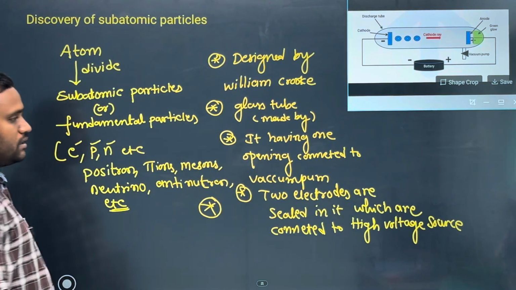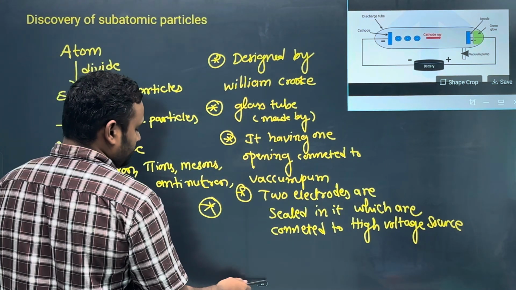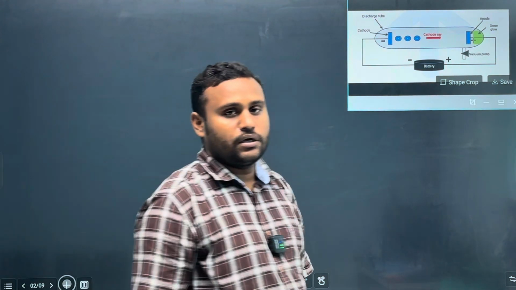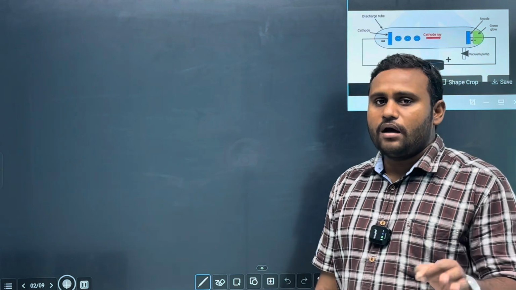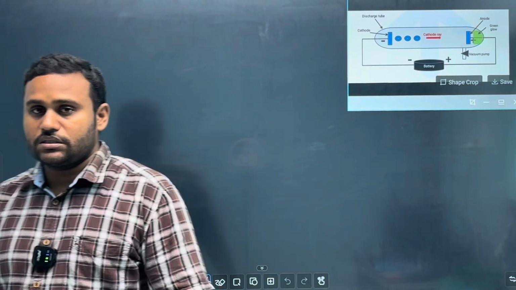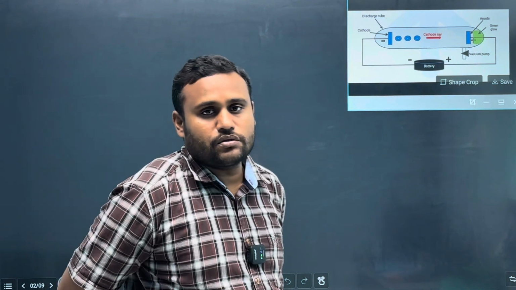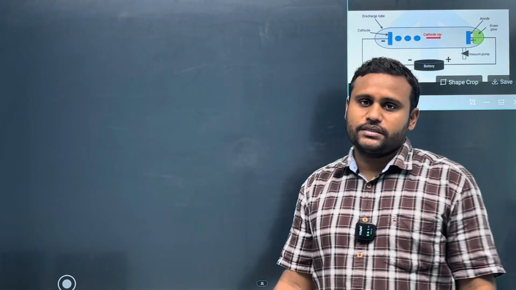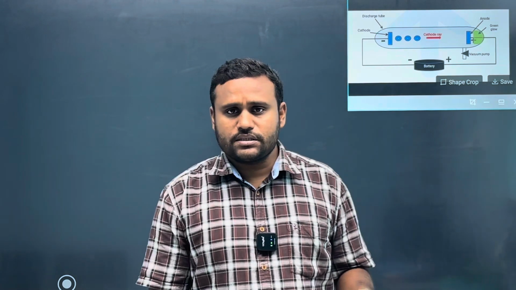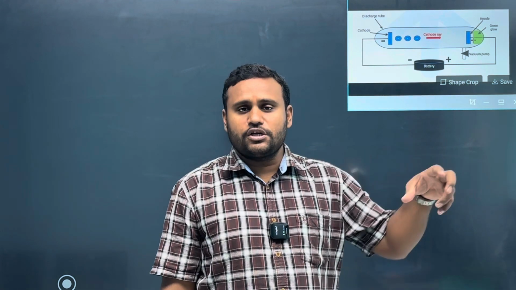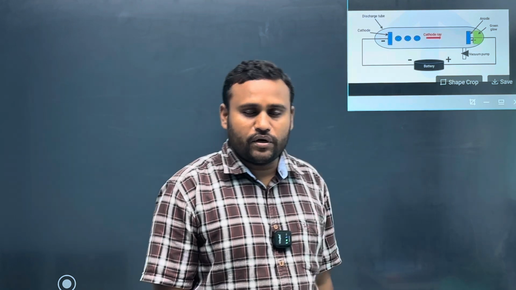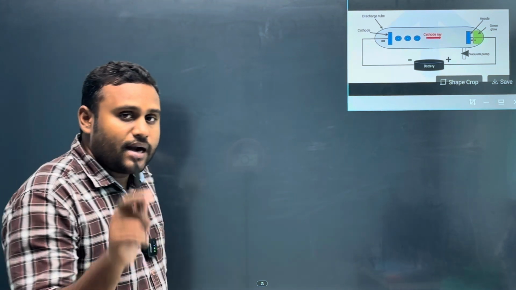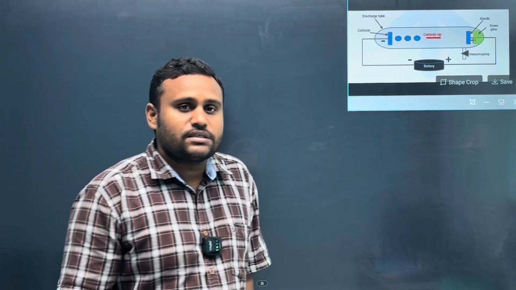So then what is the use of this discharge ray tube? Generally at normal conditions, at STP conditions, gases act as insulators, which means gases cannot conduct electricity at normal temperature, normal pressure, and normal voltage. They are not at all going to conduct any electricity. But gases can act as conductors at certain conditions.